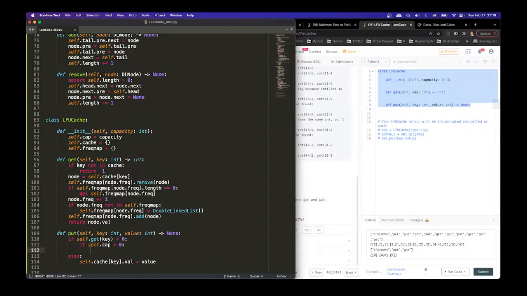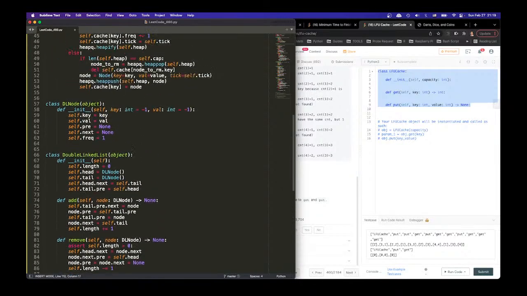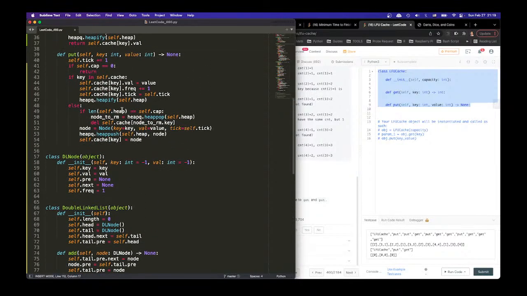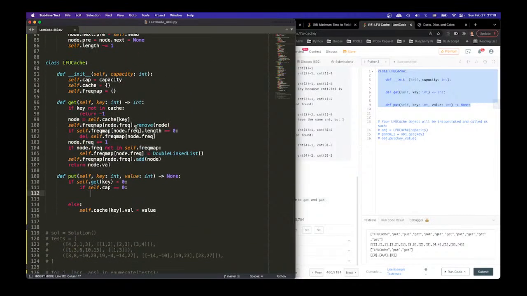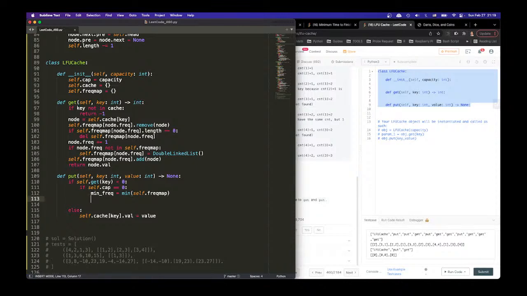So we create... if it's equal to 0, right? Because we check equal to 0 first. We see here, then we remove first, right? So now we do remove, okay? We do remove a node. Which node to remove? So we need to first find the min frequency, which is equal to min self dot frequency map. I hope this doesn't take too long, okay?